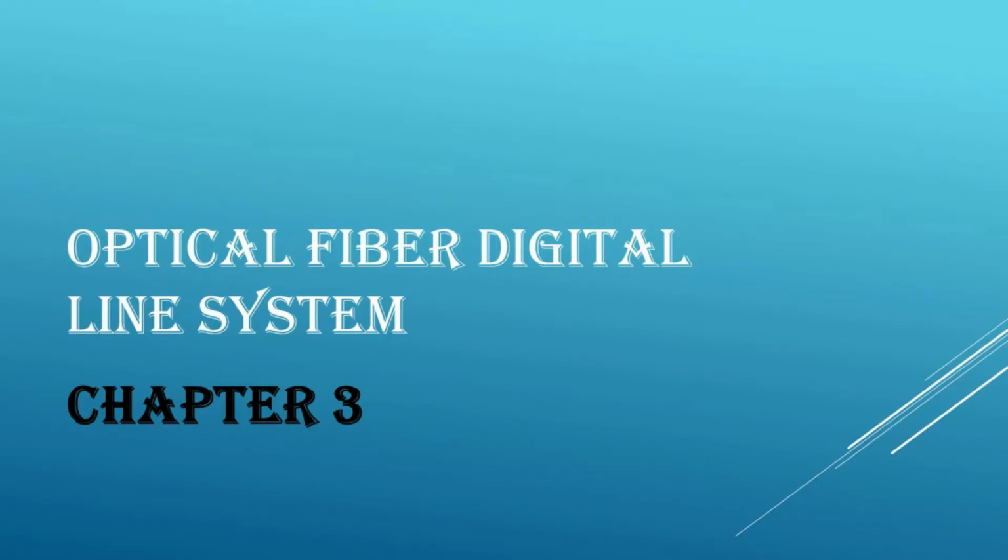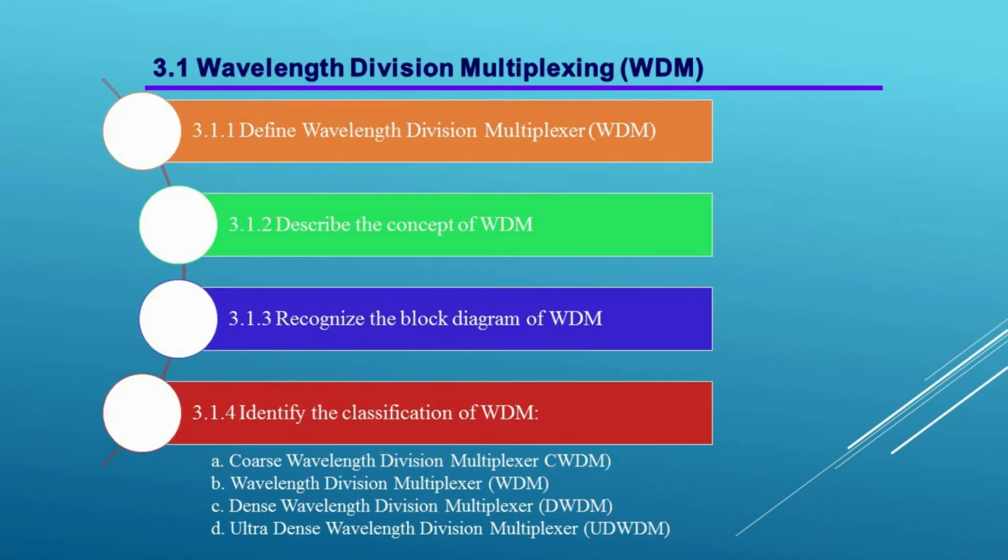Optical Fiber Digital Line System. Chapter 3. 3.1 Wavelength Division Multiplexing WDM. 3.1.1 Define Wavelength Division Multiplexer WDM. 3.1.2 Describe the concept of WDM. 3.1.3 Recognize the block diagram of WDM. 3.1.4 Identify the classification of WDM.